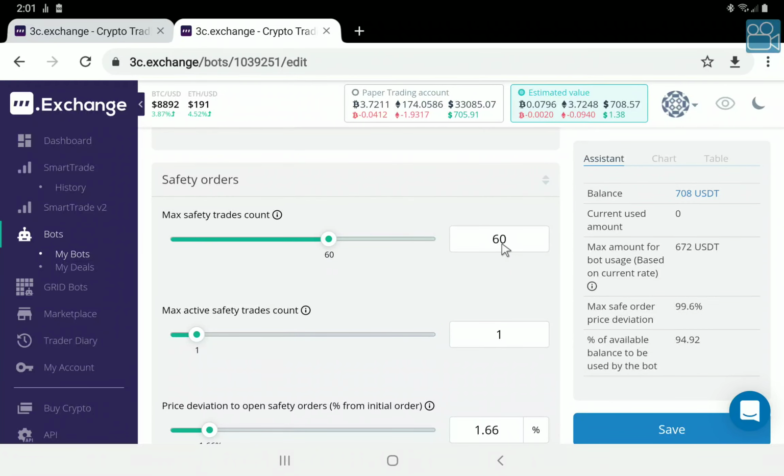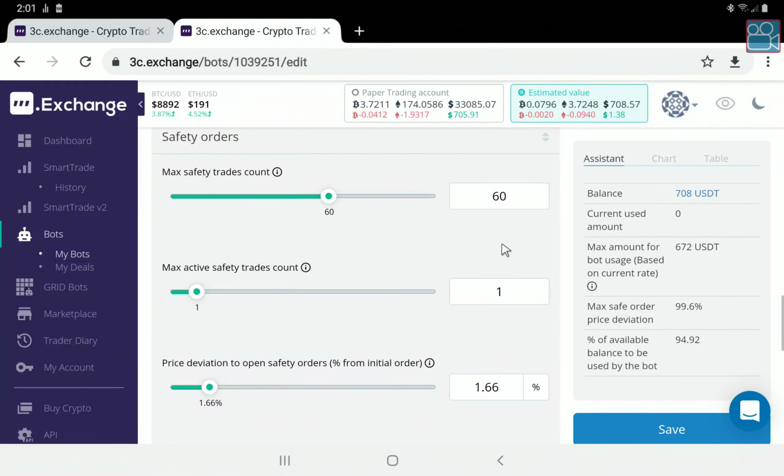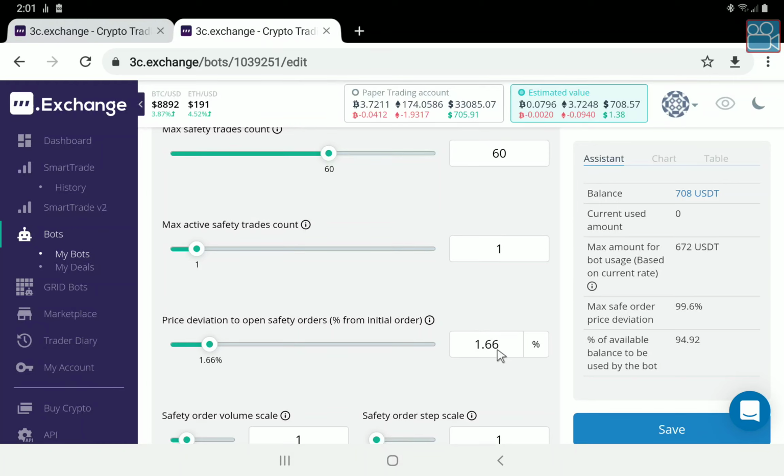Okay, I did 60 safety orders at 1.66% deviation. As I add more funds to it, I'll be able to lower the deviation. But I wanted to get as close to 100% coverage as I could. This is how you do it. And sometimes it means just playing with the numbers to make sure you've got these settings.